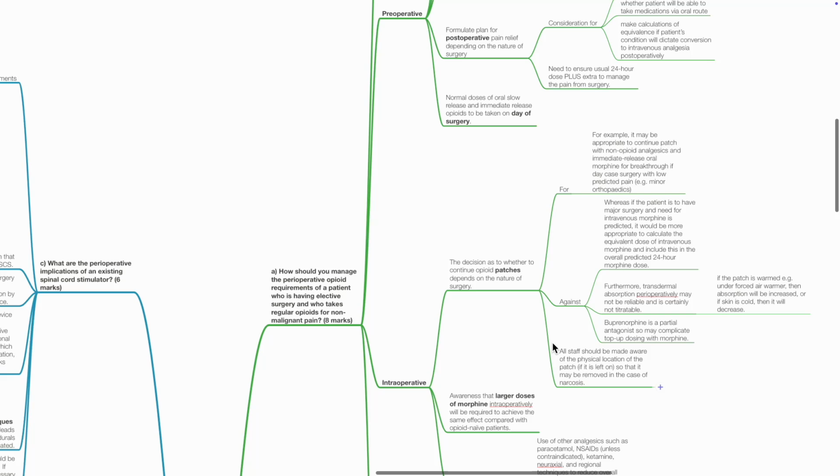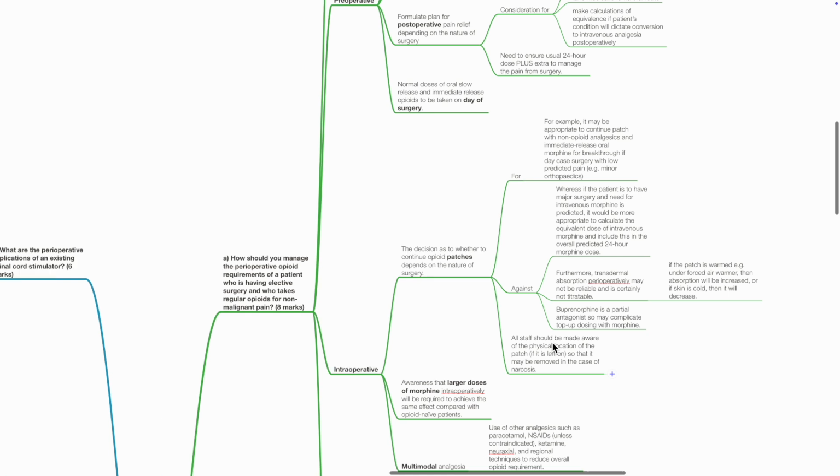Intraoperative. The decision as to whether to continue opioid patches depends on the nature of surgery. For example, it may be appropriate to continue the patch with non-opioid analgesics and immediate release oral morphine for breakthrough pain if day case surgery with low predicted pain, whereas if the patient is to have major surgery and need for intravenous opioid is predicted, it would be more appropriate to calculate the equivalent dose of IV morphine and include this in the overall predicted 24-hour morphine dose.